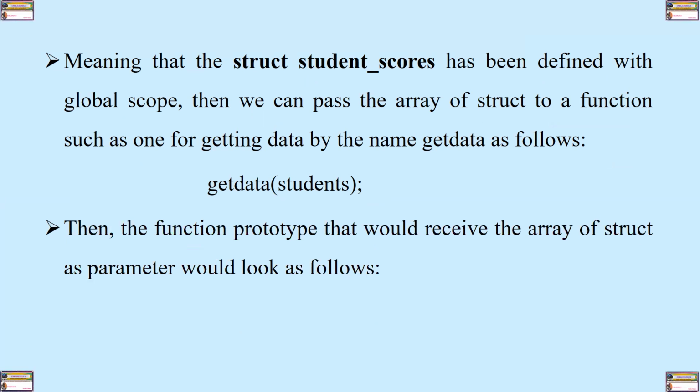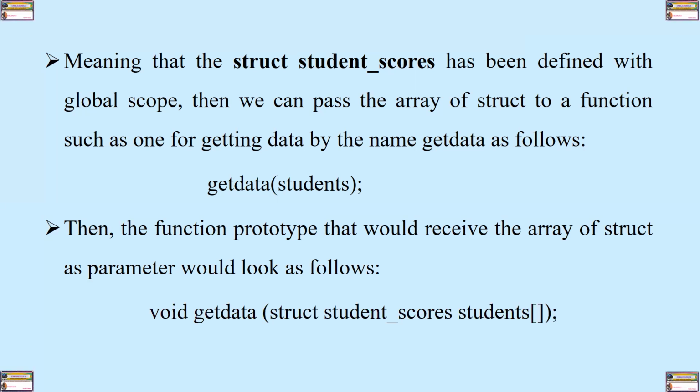So the function prototype that would receive this array of struct as a parameter will look as follows. We are passing to the function called get data the structure variable called students, and this structure variable is of type array. You can see what is enclosed in the parentheses is the array called students, but of what type? The type is struct student scores.